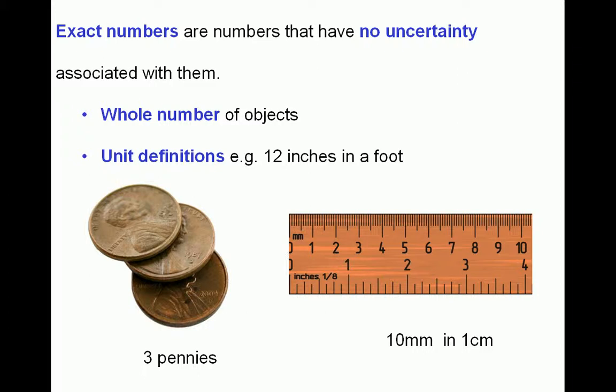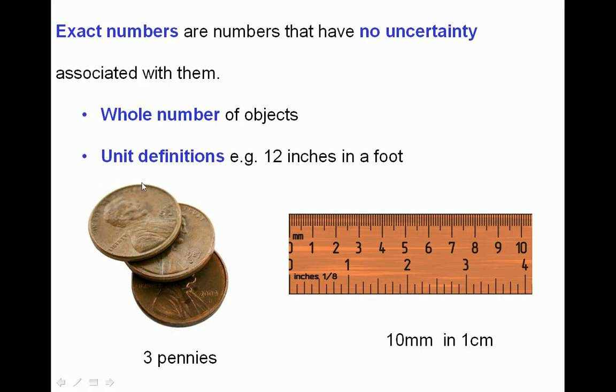Okay, so now we move on to a discussion of the distinction between exact numbers and inexact numbers. Exact numbers are numbers that have no uncertainty associated with them. That is, we are certain what they are. Examples would be whole numbers of objects, because, for example, we are completely certain that there are 3 pennies in this photo.